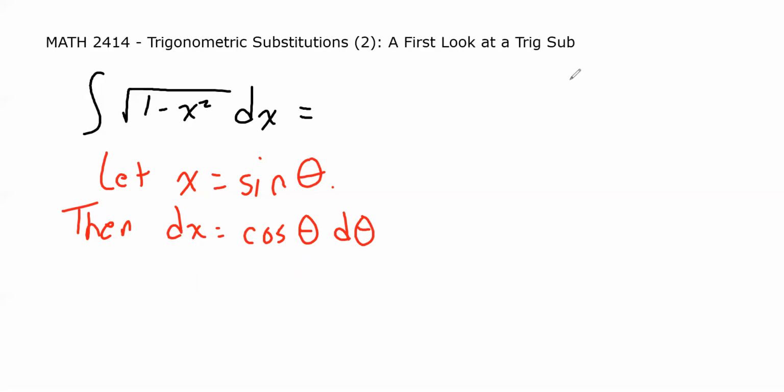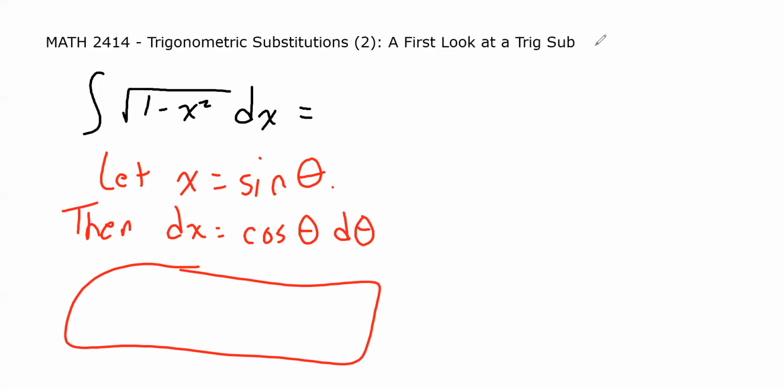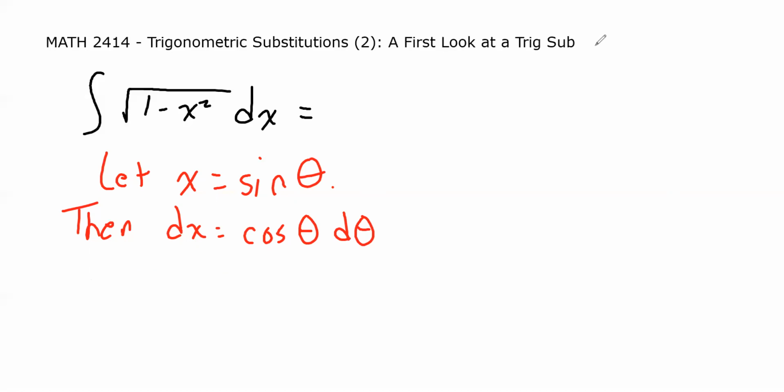Now, just to warn you, I am going to be drawing something down here in this space, a triangle to be exact, but when the time is right, we'll do that. All right, so let's make these substitutions. We get the integral of the square root of 1 minus sine squared theta, and dx is equal to cosine theta d theta.